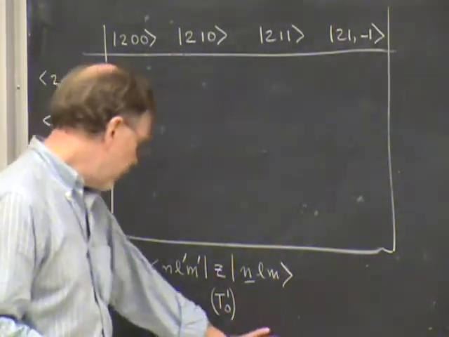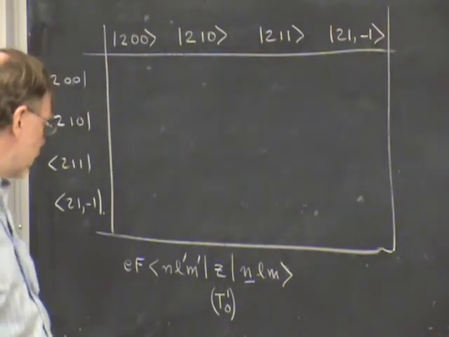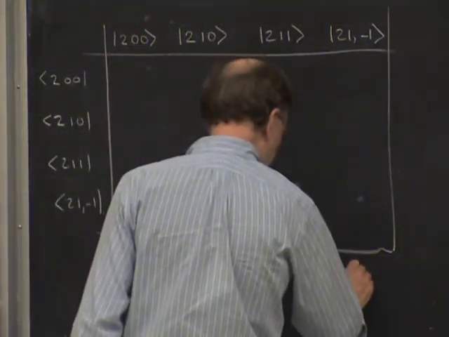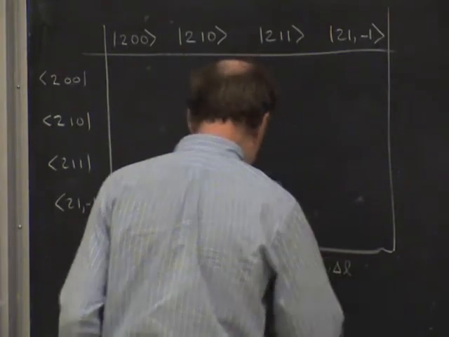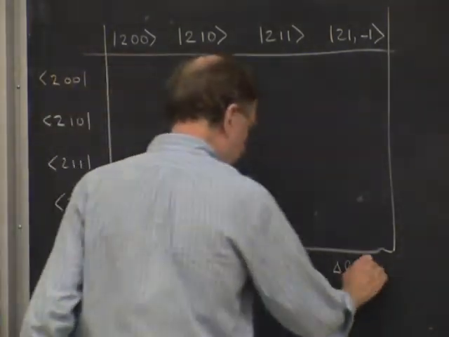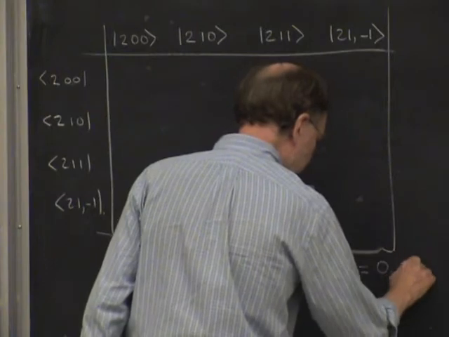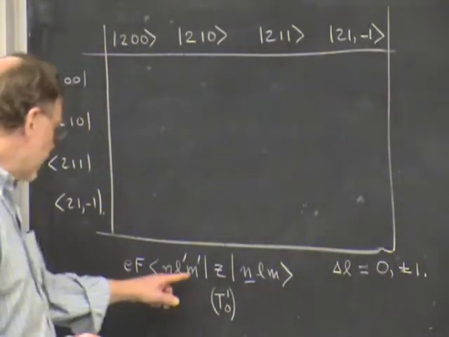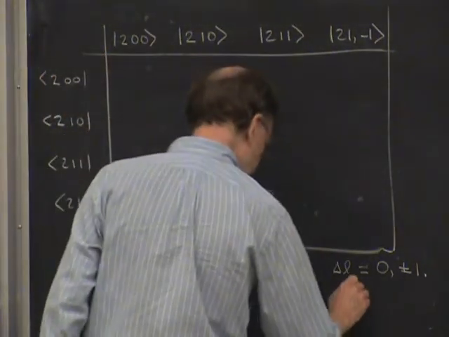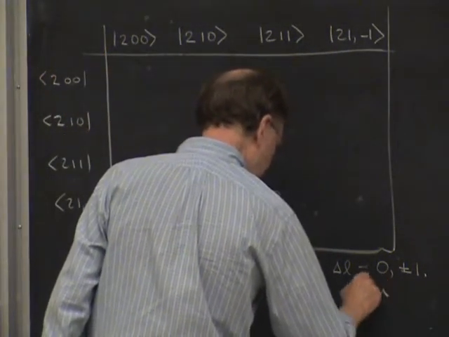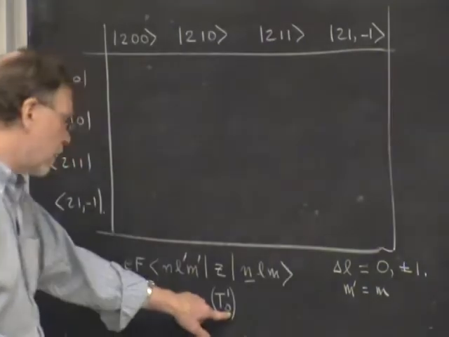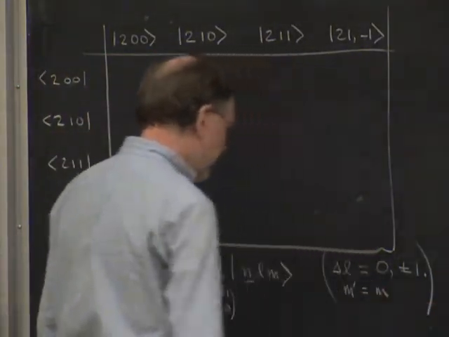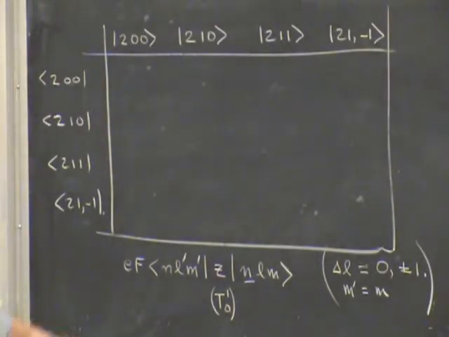So as usual with the Wigner-Eckart theorem, there's two types of selection rules. One involves the angular momentum. And the angular momentum, according to the Wigner-Eckart theorem, you'll have delta l, the difference between l and l prime, can either be equal to 0 or plus or minus 1. Those are the rules for addition of angular momentum. There's also a magnetic quantum number rule that says that m is equal to m prime, or m prime equals m, because q is 0. So those are the selection rules, and the matrix element is guaranteed to vanish unless those conditions hold.